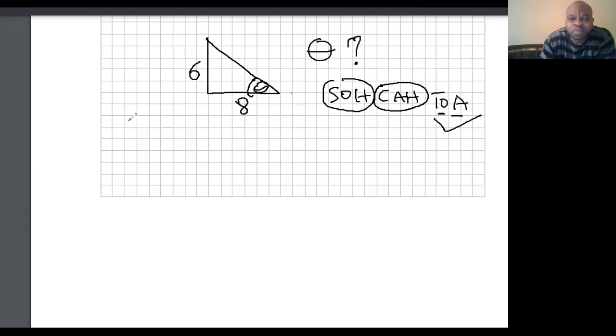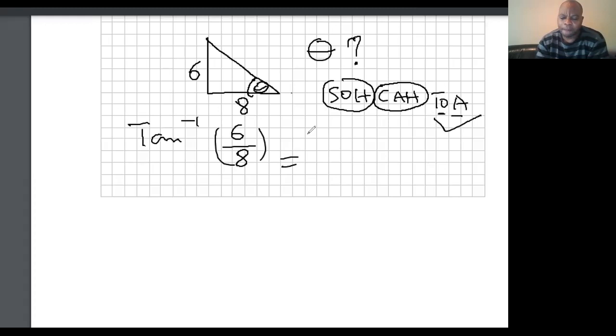T is tan. So just punch tan inverse of opposite over adjacent on your calculator. And what would that give us? Tan inverse of 6 divided by 8, that's 36.87 degrees, but to the nearest degree that should be 37 degrees approximately.